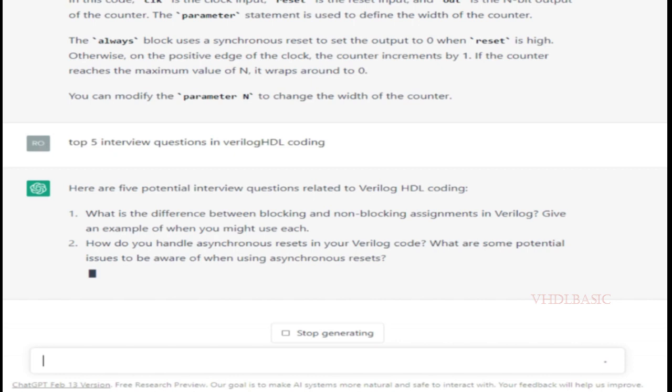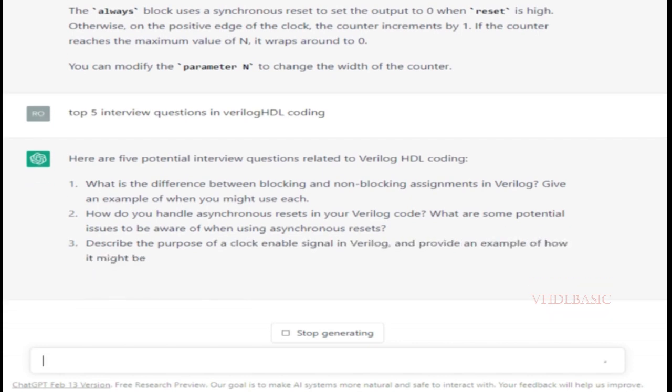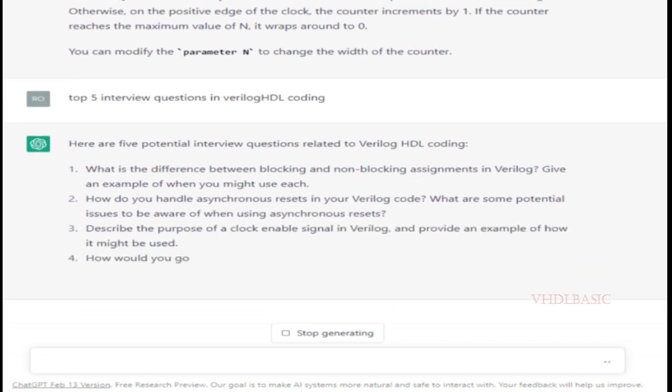Now we can move forward to the third question: describe the purpose of a clock enable signal in Verilog and provide an example of how it might be used.